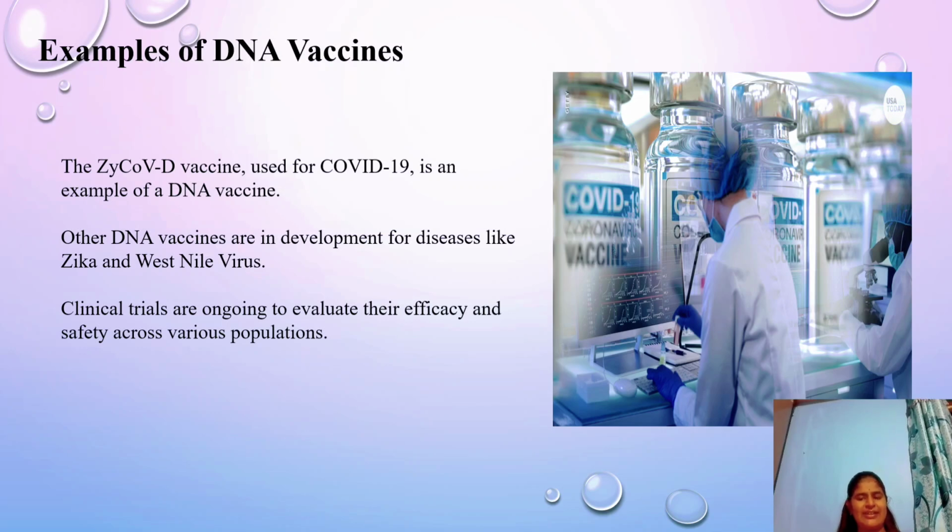Examples of DNA vaccines. The ZyCoV-D vaccine used for COVID-19 is an example of a DNA vaccine. Other DNA vaccines are being developed for diseases like Zika and West Nile virus. Clinical trials are ongoing, evaluating their efficacy and safety across various populations.